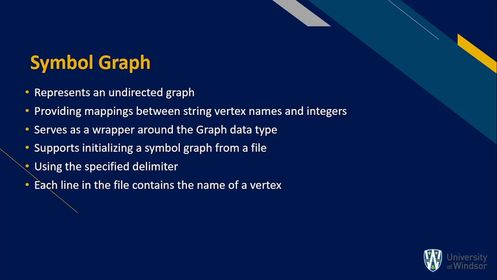The first algorithm is symbol graph. Actually, it represents an undirected graph, providing mapping between strings, vertex names, and integers, and it serves as a wrapper around the graph data type. Also, it supports initializing a symbol graph from a file, and for this purpose, it uses a specific delimiter to split nodes, and each line in the file contains the name of a vertex.